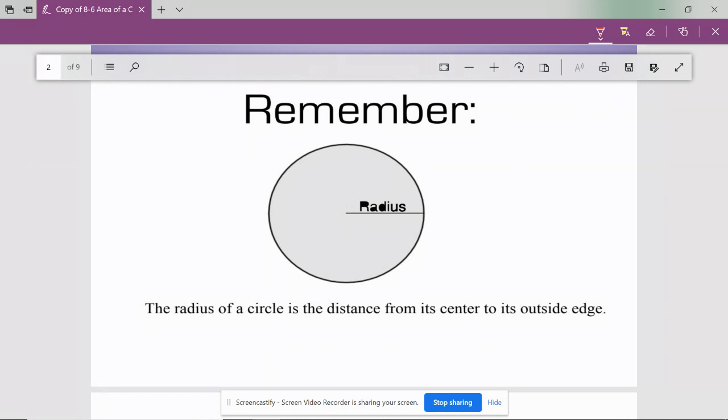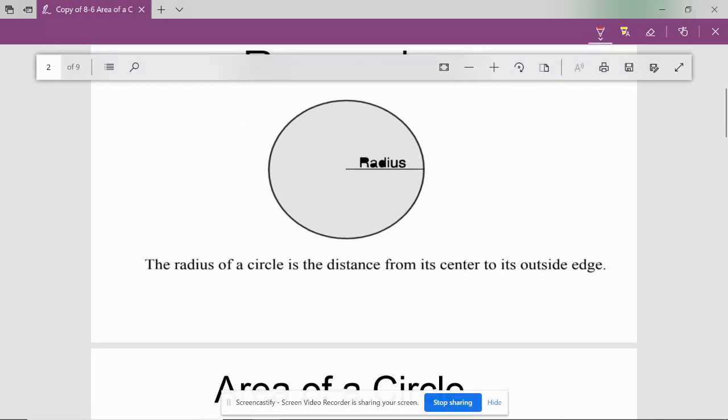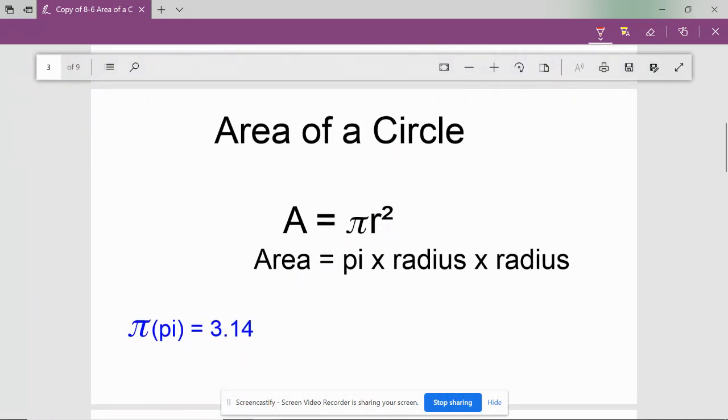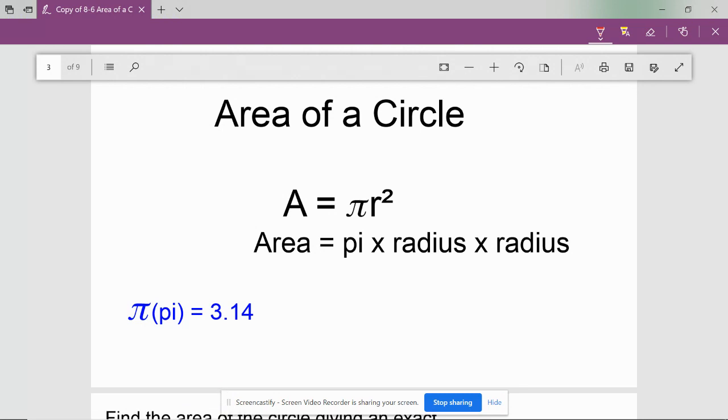Remember that our radius is the distance from the center of the circle to the outside of the circle. The diameter goes all the way through, but the radius is just from the center to the outside edge. So the area of the circle, when we look at our formula, is area equals pi times r squared. That is pi times radius squared, which means radius times the radius. That's what we mean by radius squared. You can see that right there on that picture.